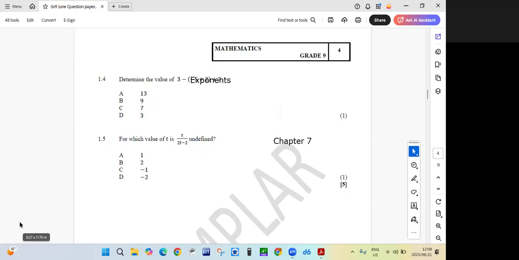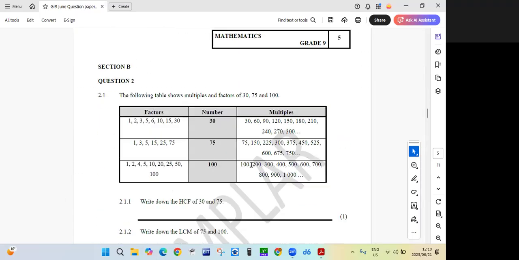Then 1.4. 1.4 is the first chapter, whole numbers, and 1.5 undefined is actually working out where 2t minus 2 will be equal to 0, because you get undefined when you divide by 0. That's the multiple choice questions.